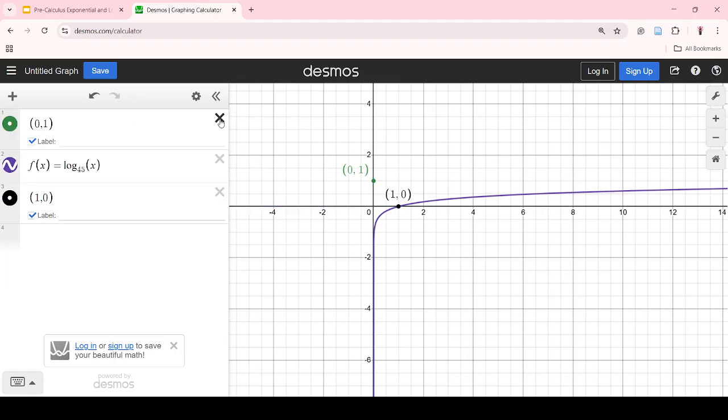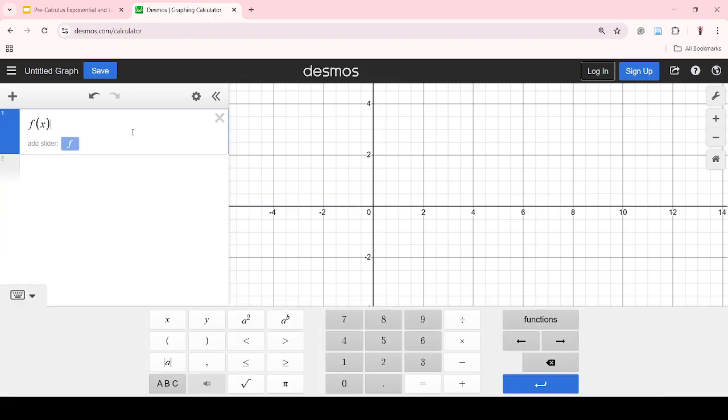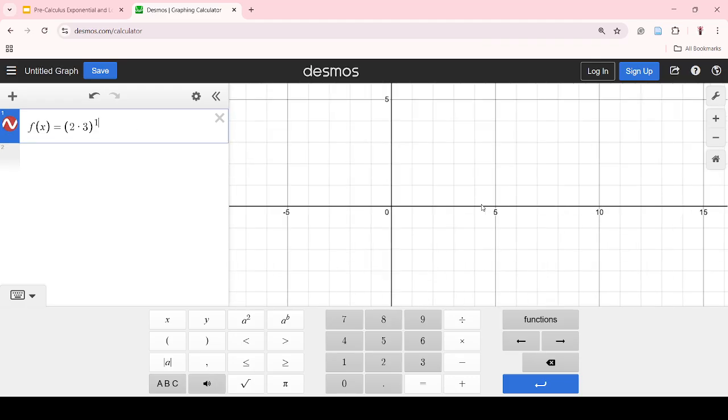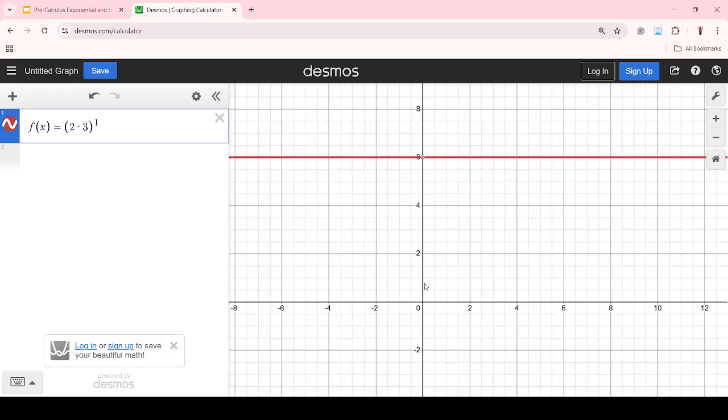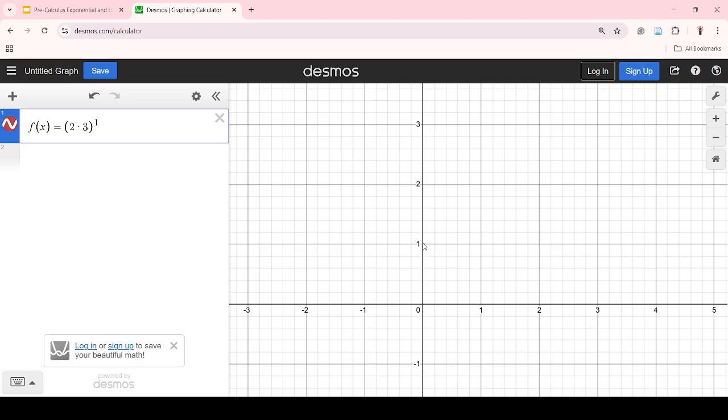So let's actually graph that and see why it doesn't work. F of x is equal to 2 times 3 to the power of 1. As you see here, it's a straight line. This is not categorized in exponential or logarithmic. This would not be categorized in an exponential function because, as you see, it does not intersect on the y-axis at 0, 1. It also does not start at the point, go up, and start going up towards the right.